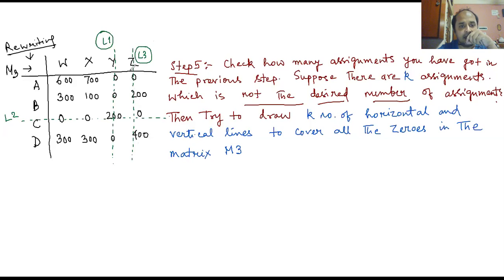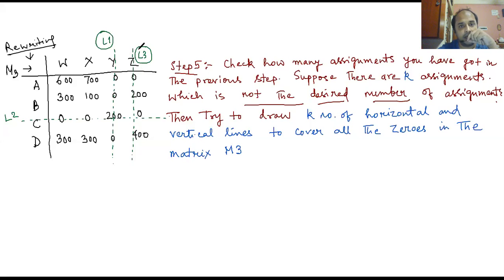I am again repeating: I have drawn the last line, that is line 3, vertically, but there was another choice which could be made. You could have drawn the line horizontally. So that choice has been made just arbitrarily. But I have to keep in mind that the lines drawn to cover all the zeros in the matrix must not exceed the assignments made in the previous matrix. In the previous matrix, there were 3 assignments. So at most you can draw 3 lines.